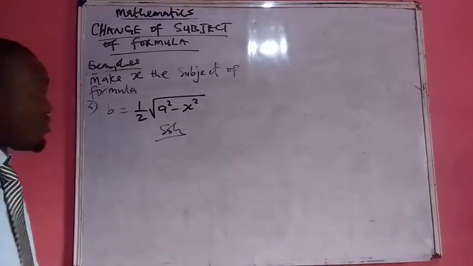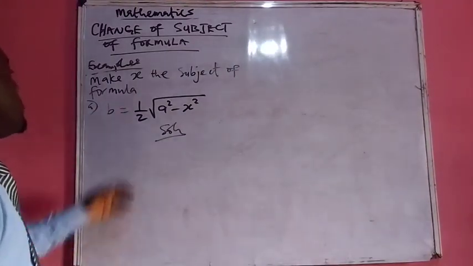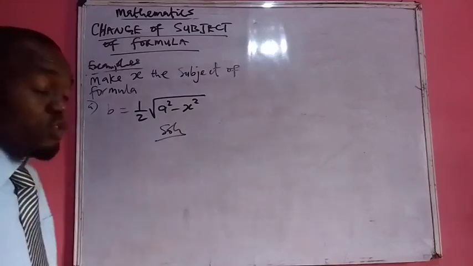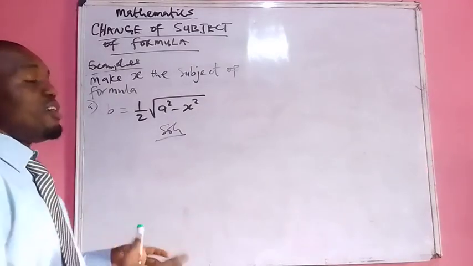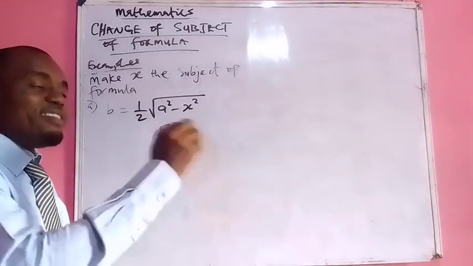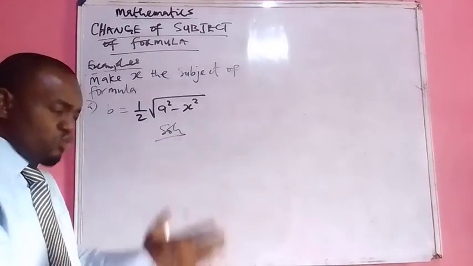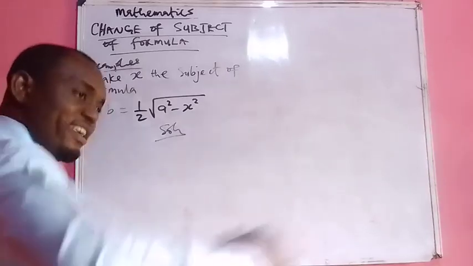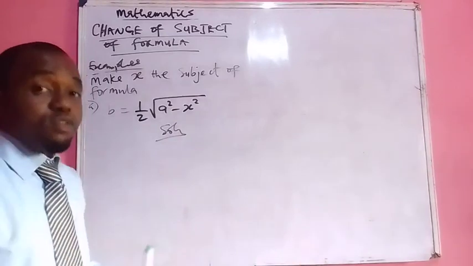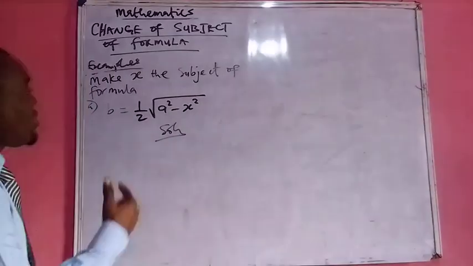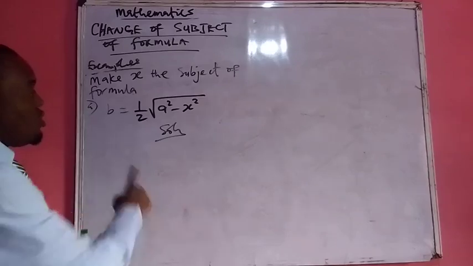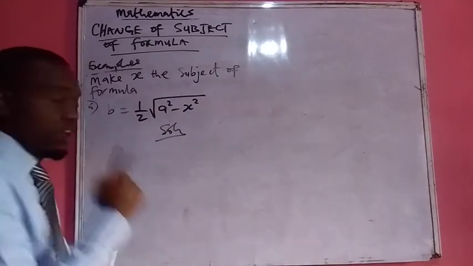So let's treat this example we have here. It said make x the subject of formula. Now for the sake of those that are just joining us, when we say subject of formula, we are trying to say make a particular digit or alphabet or number stand alone, to equate every other. Is that understood? So that's what we are talking about when we say change of subject of formula. Okay, now look at this example. It said b equal to what? 1 all over 2 square root of a squared minus x squared.